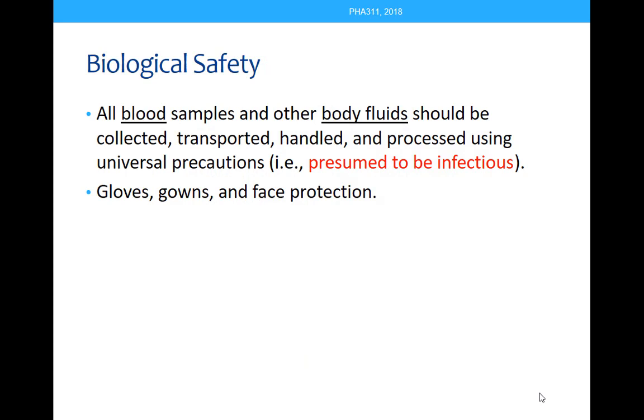Looking at biological safety, one thing very important. Whenever you are dealing with blood or body fluids, they should be presumed infectious. Even if you know the patient is absolutely healthy, you should deal with this specimen as potentially infectious. You know what is the most common injury that occurs when you are collecting a blood sample from a patient's vein? Or when it occurs?